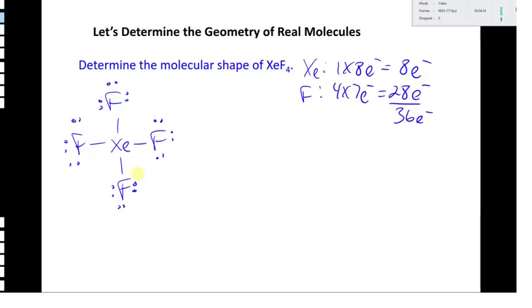So we get this structure here. That's 4 octets around fluorine, so that's 4 times 8 or 32. We have 4 more that go on the central atom, so 2 pairs on the xenon as well. All right, so that's the structure we get.